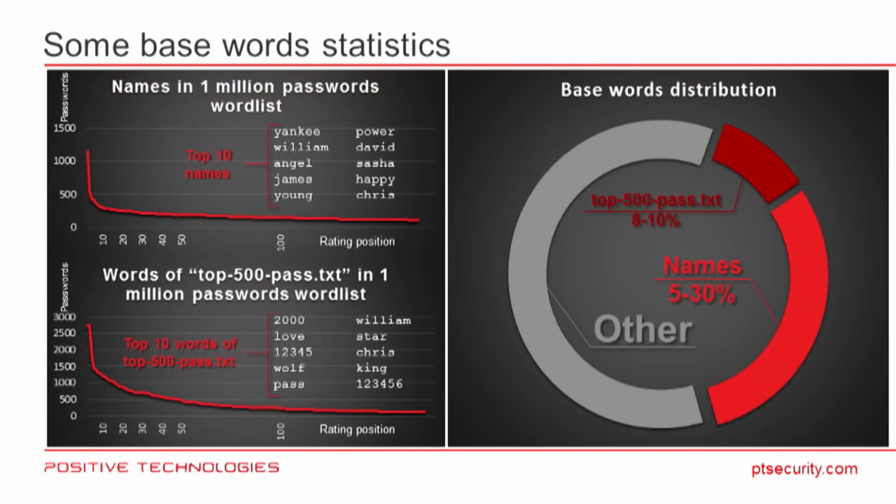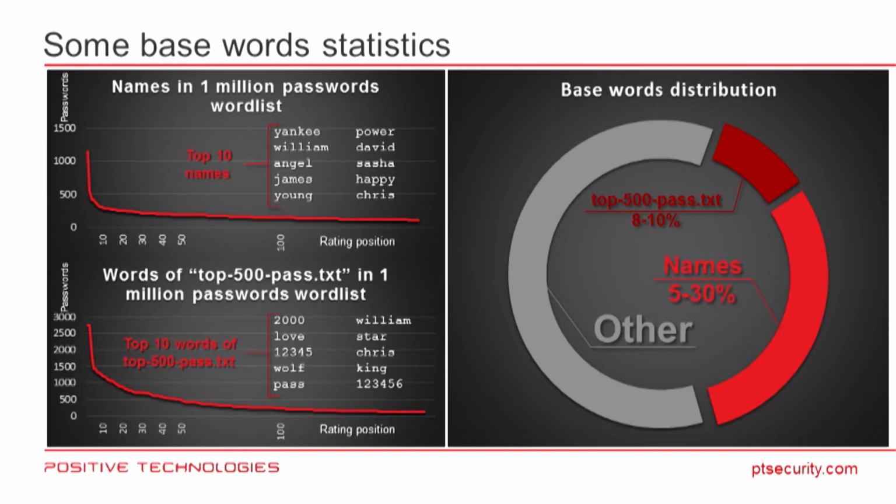And I would like to show you some statistics. Right here on the chart we see the top 10 names used for passwords. The second chart is showing you the distribution of the top 500 words. What's curious here is that the popular names are less than passwords.